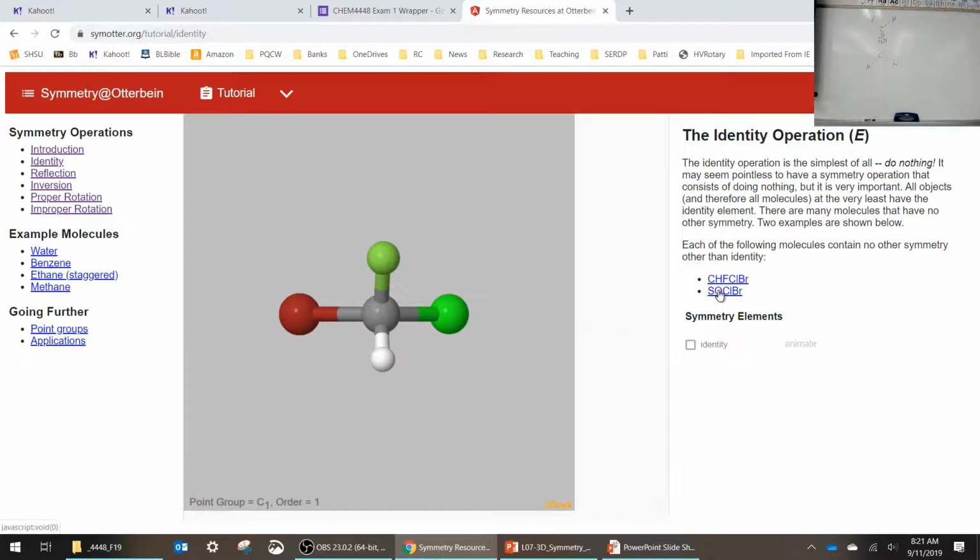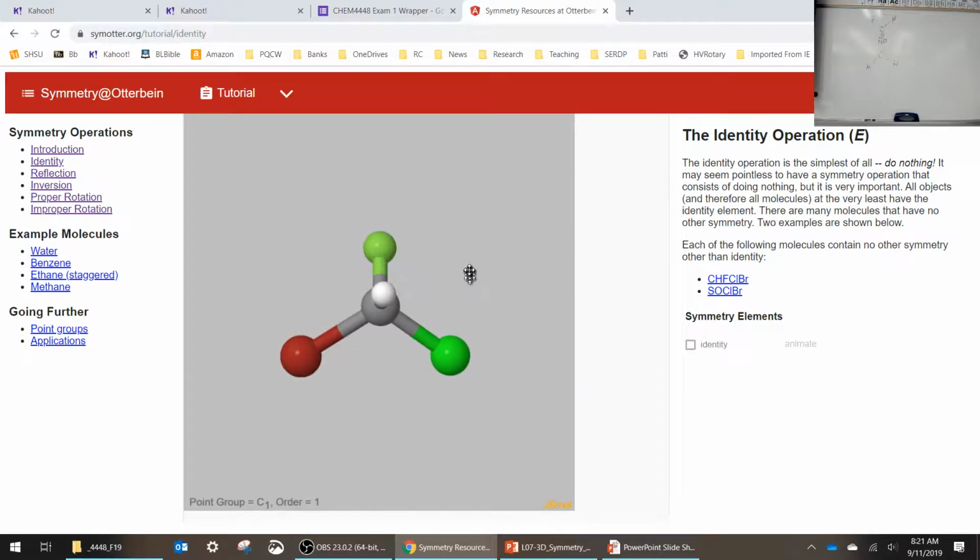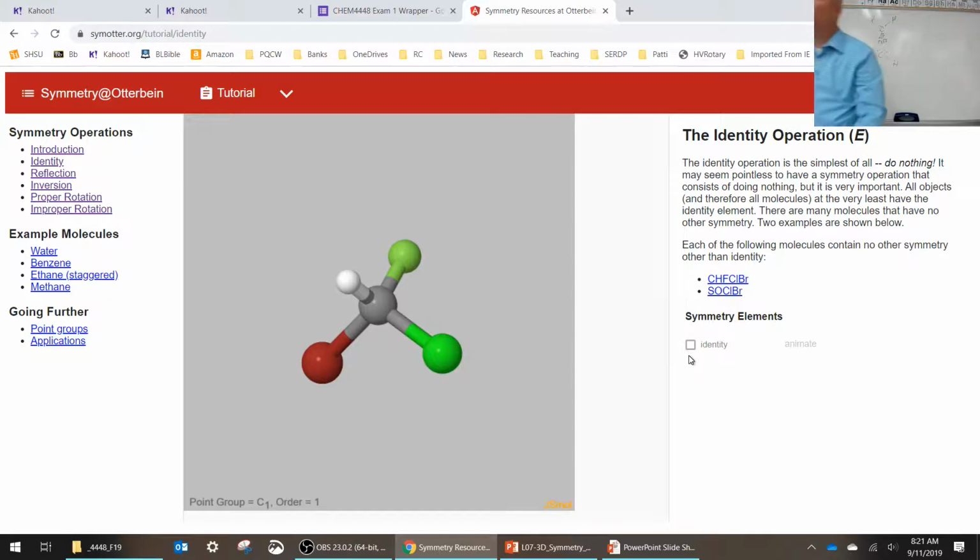We have a couple of different options for molecules. But this is a molecule that has no symmetry elements except identity. There's no rotation, there's no reflection, there's no inversion in this molecule. This is what we would call an asymmetric molecule. So putting the A in front of symmetry negates the symmetry. So it's asymmetric. There's no symmetry in that.